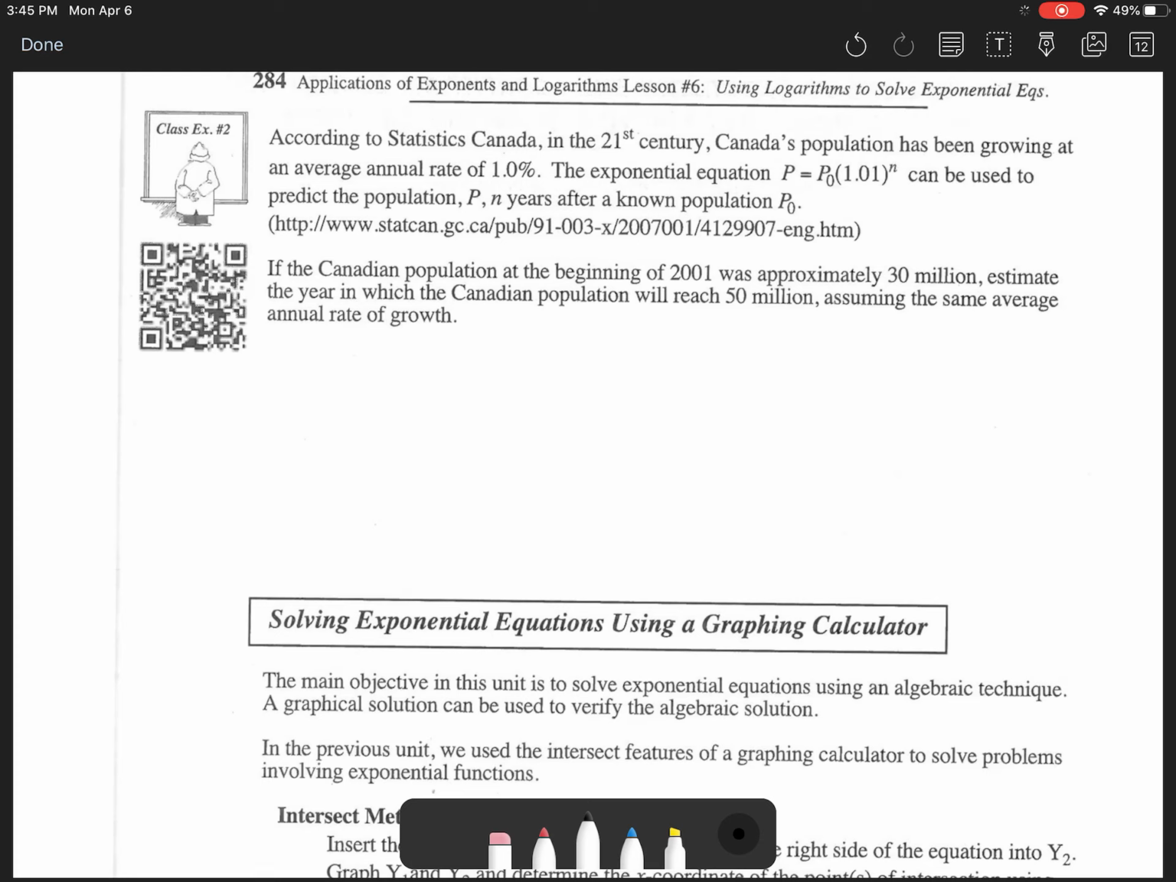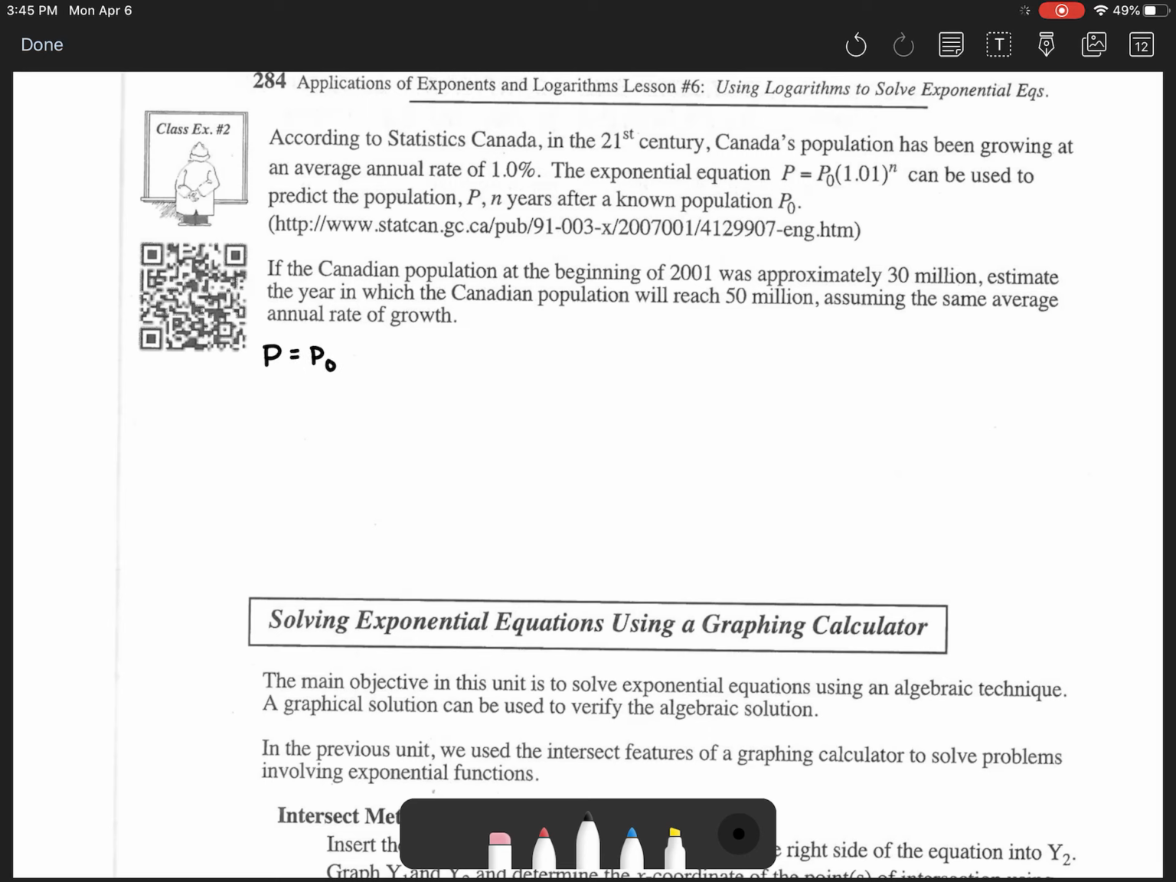If the population at the beginning of 2001 was approximately 30 million, estimate the year in which the Canadian population will reach 50 million, again assuming the same average annual rate of growth. We know it won't grow at the exact same rate every year, but for the purpose of this problem, we are going to assume that, as they tell us to do.